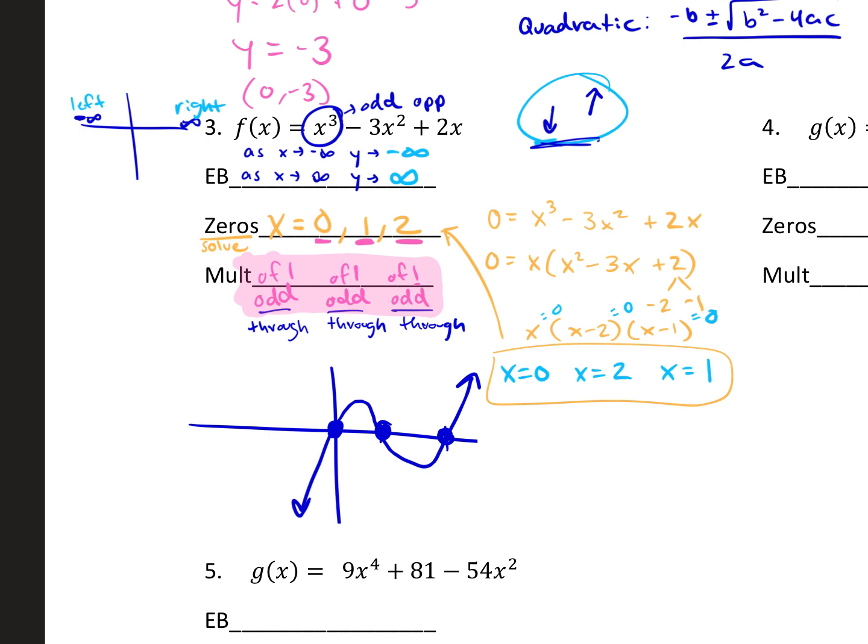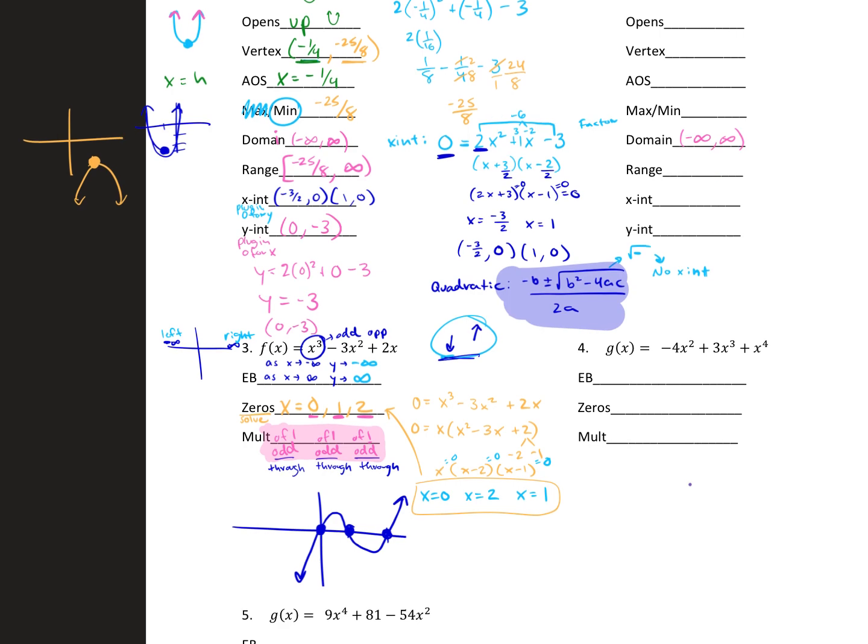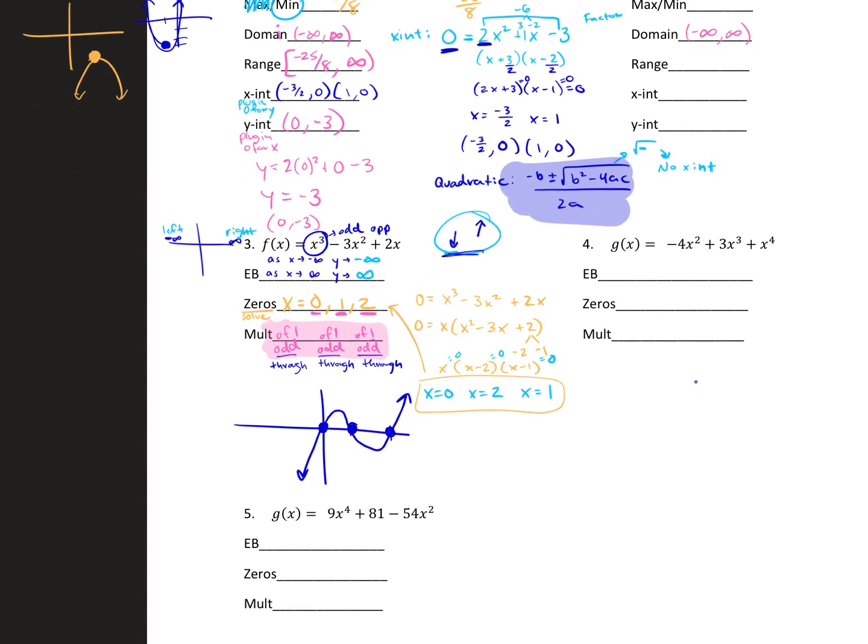Is there graphing on the test? So you need to know negative b over 2a. You should know your quadratic formula. It doesn't mean that you're going to use it, but make sure you know it. Make sure you know how to use the arrow notation for describing the end behavior.